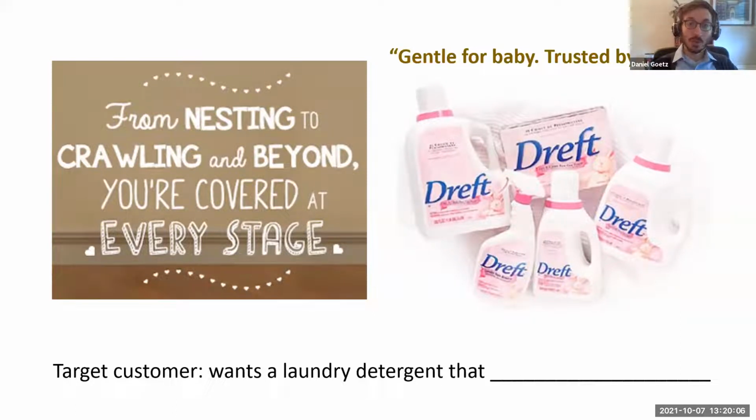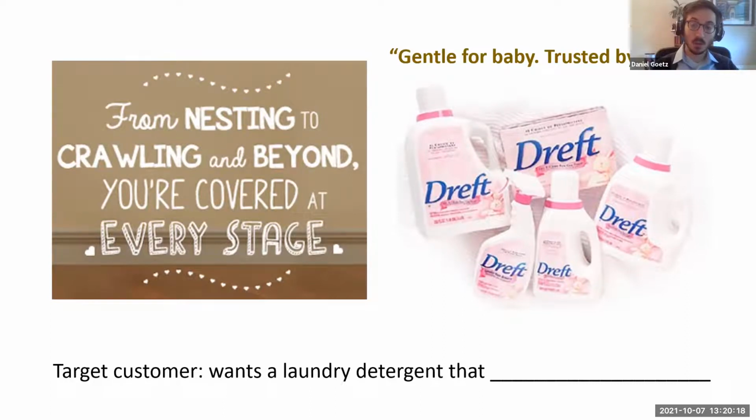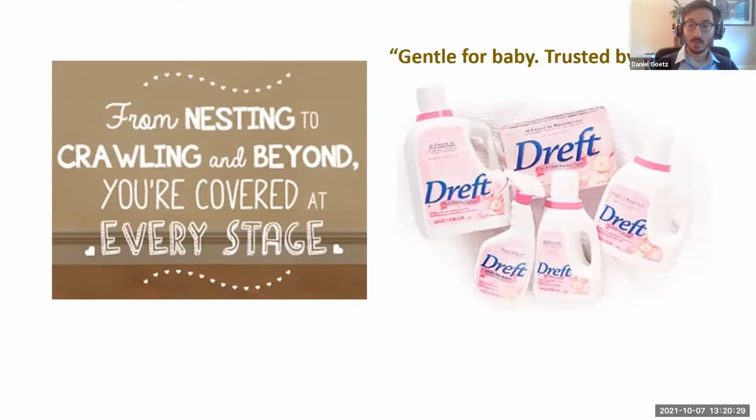So when we compare these first two, it's true that these are both laundry detergents. They both fulfill the same primary need, but the types of people who might want this one versus this one are a little bit different, right? And we can see that they're different in an observable way, right? These people have a baby probably, and these people might not.